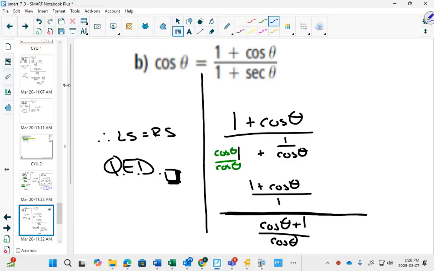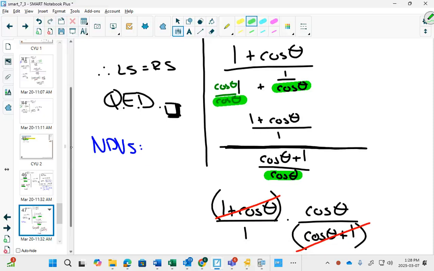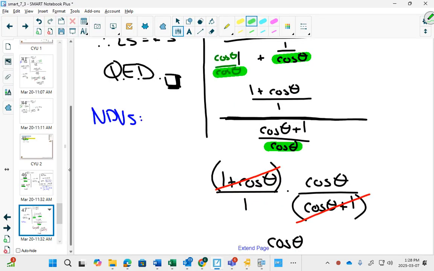Now, switch colors. I want to look for non-permissible values. Take out my highlighter. I'm going to highlight any place that I divide. Cosine. Here I'm divided by cosine. Are you okay if I don't highlight the 1? Because it's never equal to 0. Ooh, but here I'm dividing by cos theta plus 1. This is different than our first example. In our first example, we highlighted everywhere. We only had sine theta. But this time, we have a cos theta, and we also have a cos theta plus 1. So we have two things.